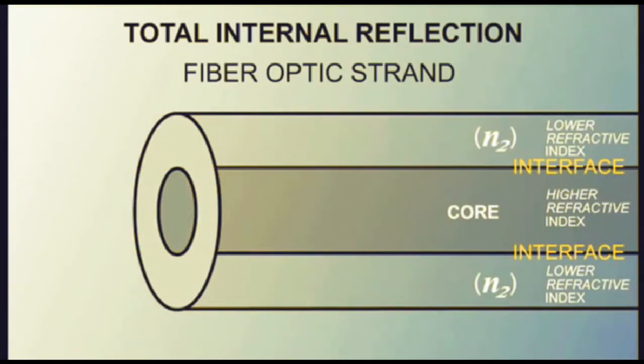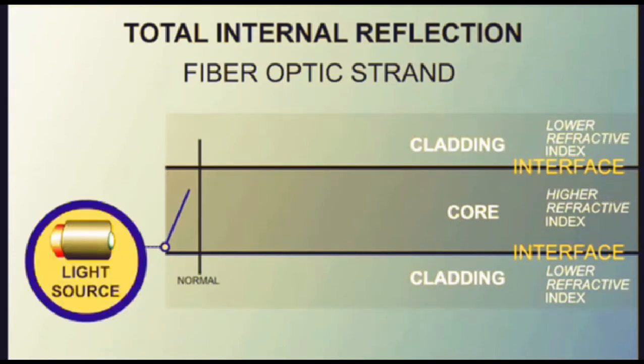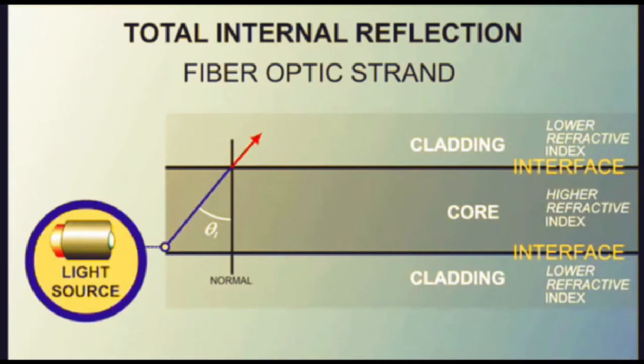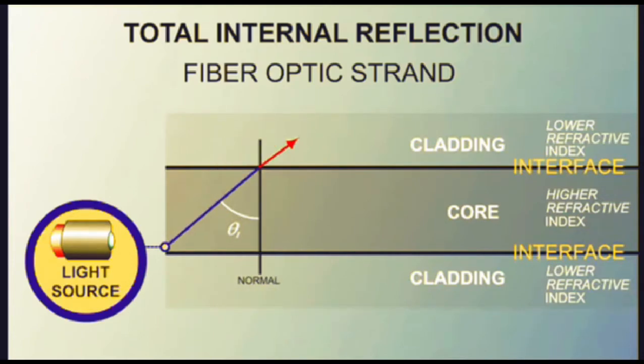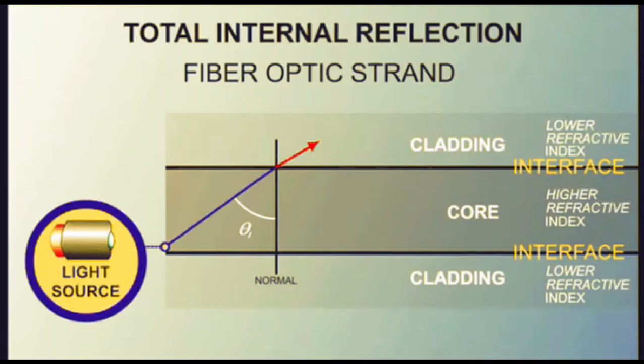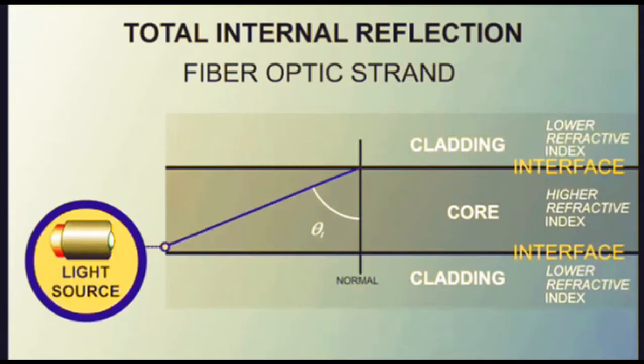The core has a higher refractive index than the surrounding cladding. A light wave from the core will increase in speed when it enters the cladding, which has a lower refractive index. Notice that as the angle of incidence becomes greater, the angle of refraction approaches the boundary or interface. If the angle of incidence is such that the refracted light wave travels along the boundary between the core and cladding, it is known as the critical angle.